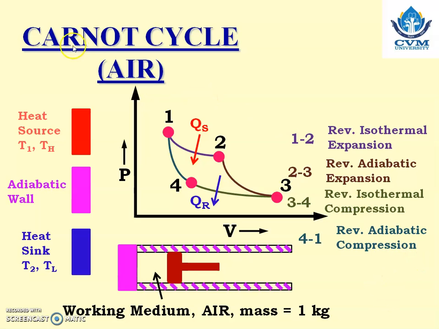So the four processes of the Carnot cycle having working medium air are: first, the reversible isothermal expansion; reversible adiabatic expansion; then the reversible isothermal compression; and the reversible adiabatic compression. This one is the PV diagram of the same, and this was the working of the Carnot cycle having working medium air.